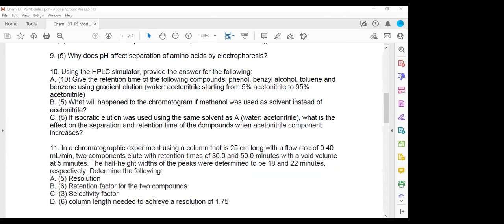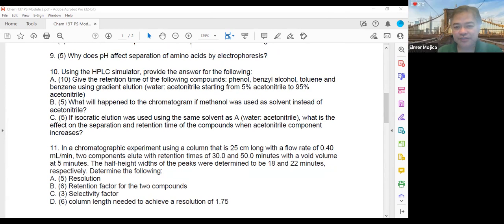Separation of molecules is based on size and charge, but definitely charge. So what does the pH do? How are amino acids affected by the pH?